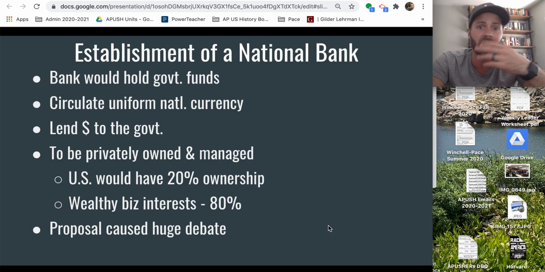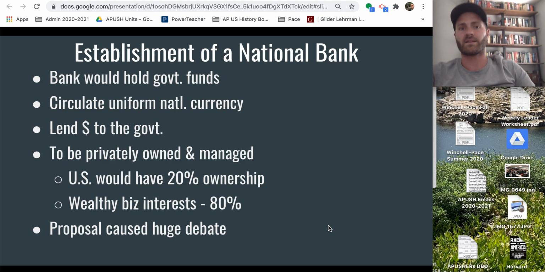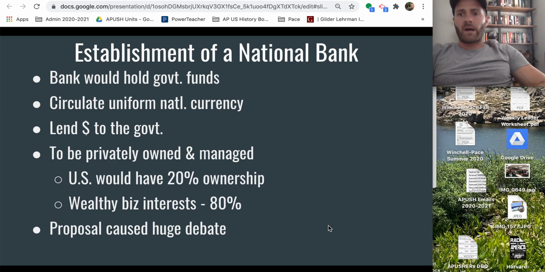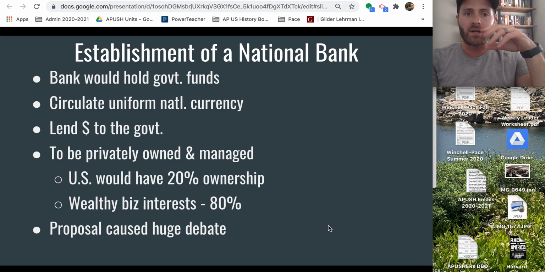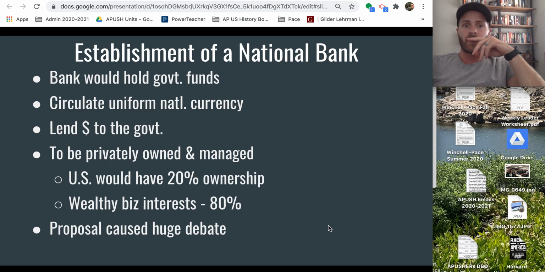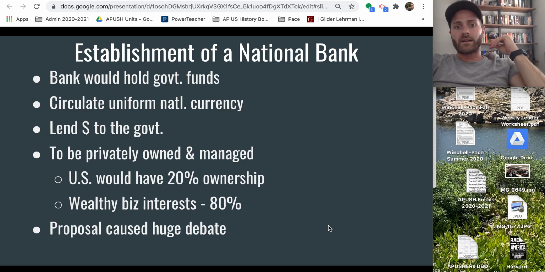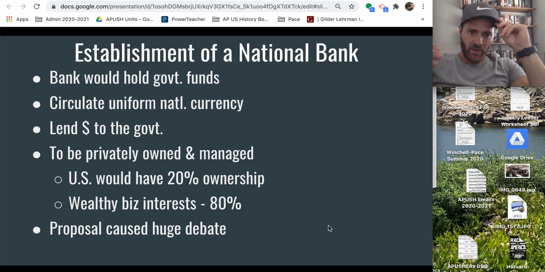The second part is a bank. He wants to establish a national bank, the Bank of the U.S. Now, this bank's going to operate to do a couple really important things. First, it's going to hold all the government funds, hold and manage the government's money. It's going to circulate a uniform, a consistent national currency, we now know as the dollar. It will lend money. It'll loan money to the government when the government needs money to run. And it's going to be privately owned. So the government's not going to own the entire bank, but the U.S.